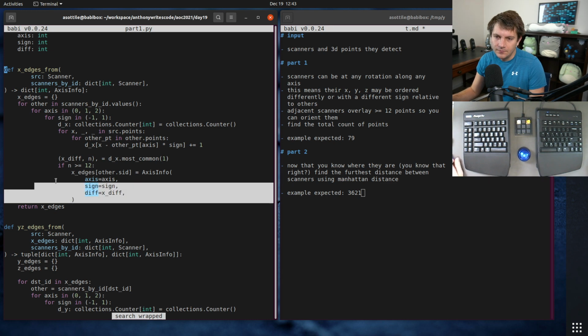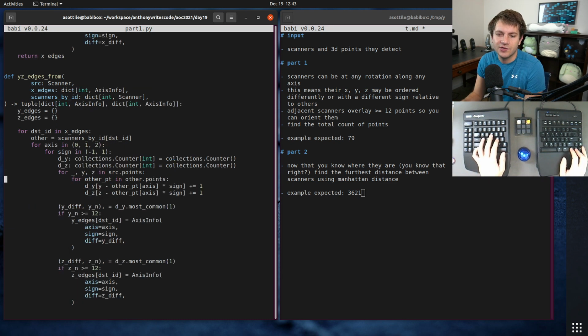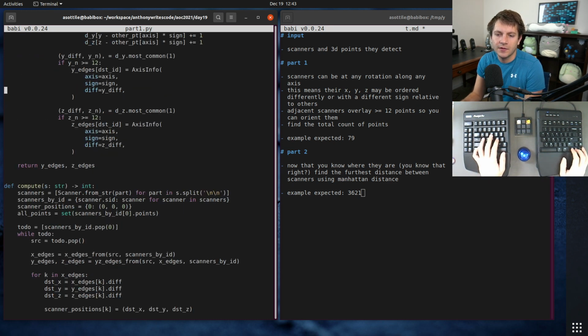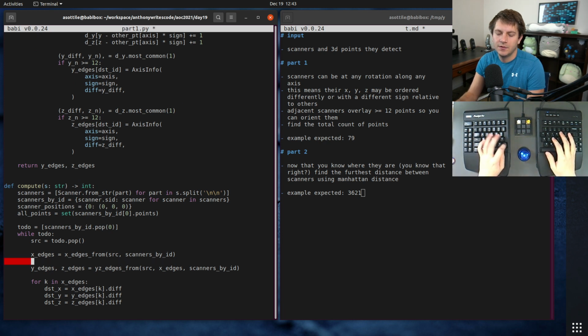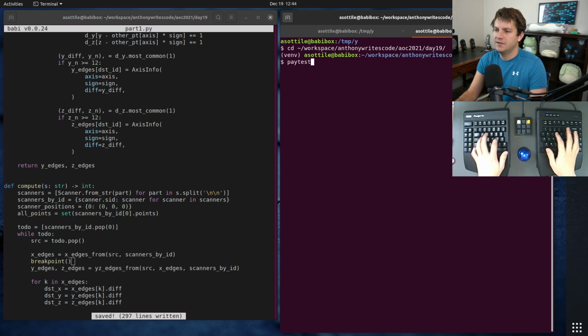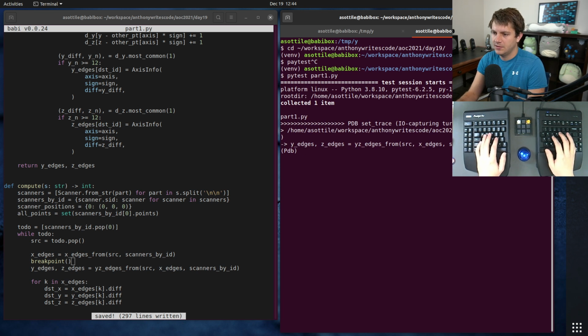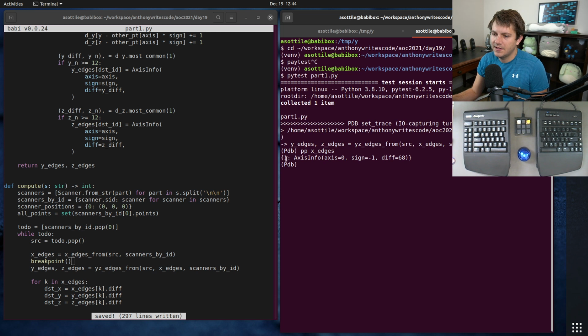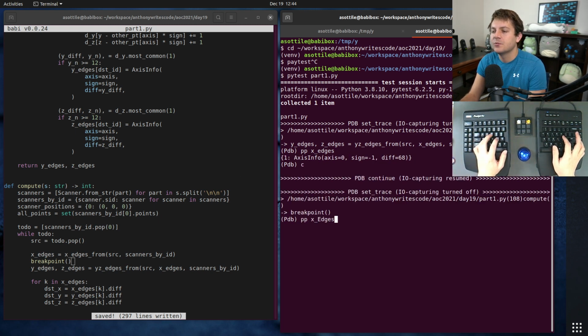And so if we take our sample problem, and if I drop a breakpoint right after this, and we run this as part 1, yeah, so we can see here that the zero thing only connects to 1. Of course, this is not super interesting. Let's find another one where there's more than one. I believe 1 connects to 2 of them.